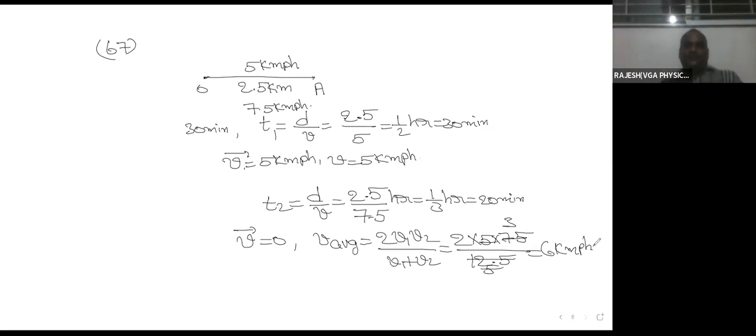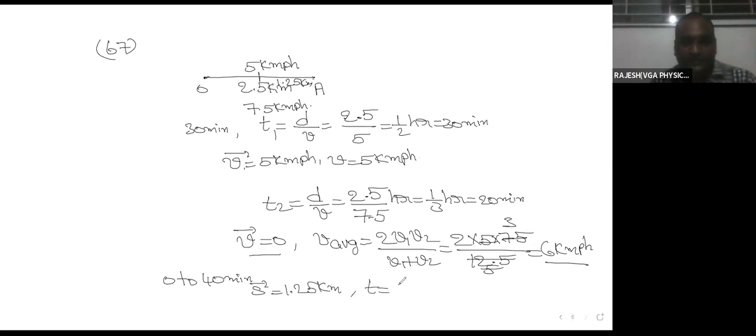So from 0 to 50 minutes, he has average velocity 0, and for 0 to 40 minutes, that means 0 to 30 he will go forward. Exactly halfway he will be there. That means 1.25 kilometers, that means displacement is 1.25. So time is 40 minutes, means 2 by 3 hours. So average velocity is displacement by time, that is 1.25 into 3 by 2, that is 3.75 by 2, 1.875 kilometer per hour.